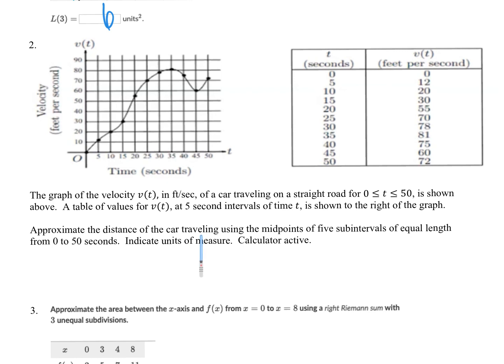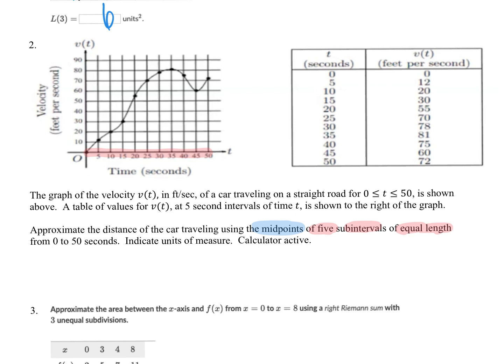Approximate the distance the car went. If I give you velocity, the area under that curve will get me the distance traveled. They want 5 subintervals of equal length. If we're going 50 seconds, and a midpoint, they want a midpoint Riemann sum. How'd you get 10 seconds? 50 divided by 5. If I've got to chop 50 seconds and divide it 5 times, each of the bases is going to be 10.